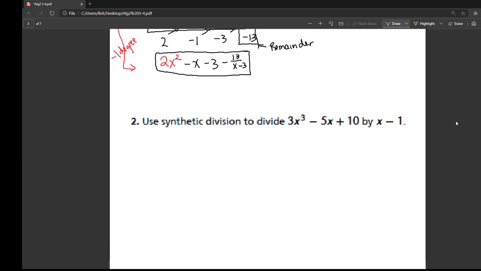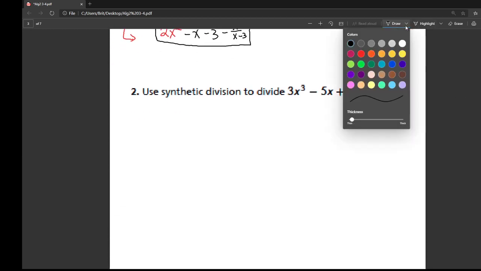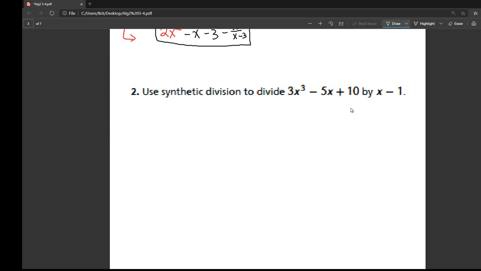Alright, let's try another one. So I'm going to take the x minus 1 and set it equal to 0. And so that 1 is what comes outside of my little division house here. So now I'm going to write in my coefficients. I have a 3 for the cubic. I have a negative 5 for the linear and a 10 for the constant.